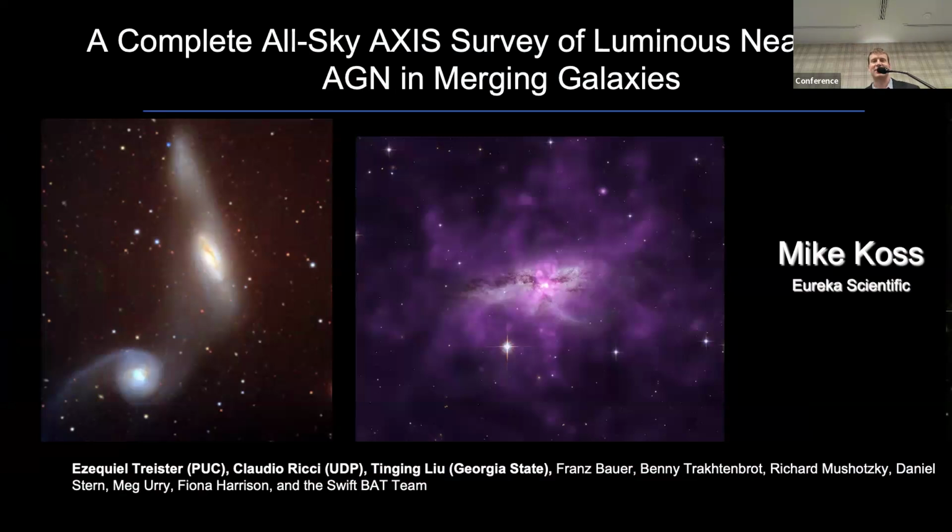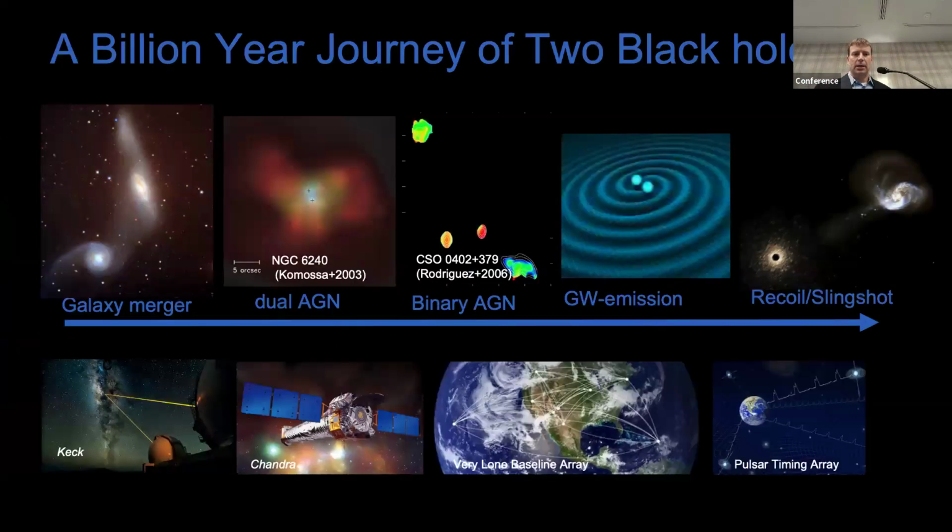Okay, great. We're kind of switching topics. It's great, Joanna talked a little bit more about mergers. So I want to talk to you about a potential survey that we can do with AXIS that I think will really revolutionize our understanding of black hole growth in merging galaxies.